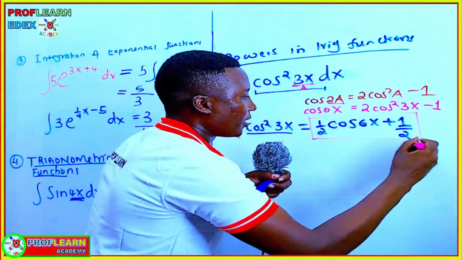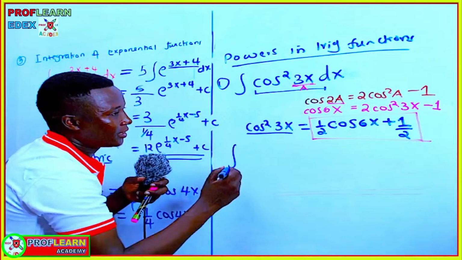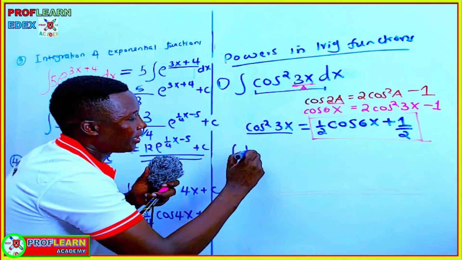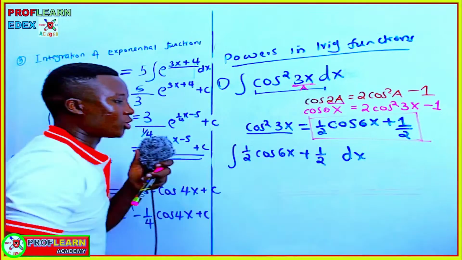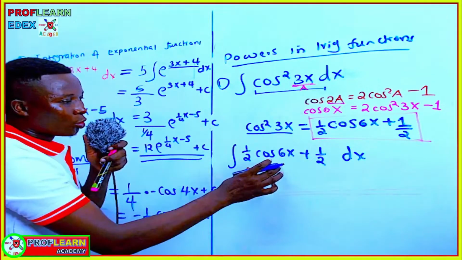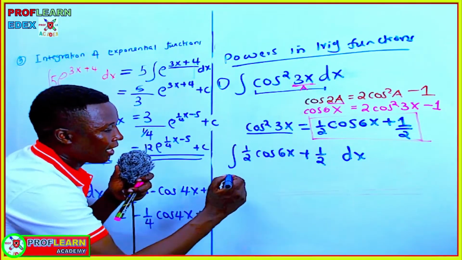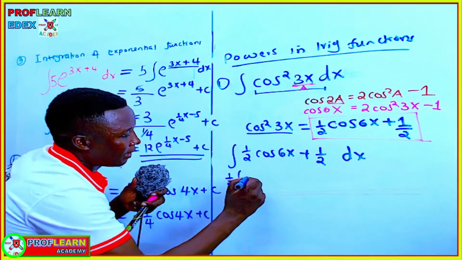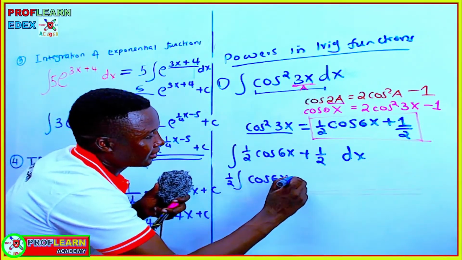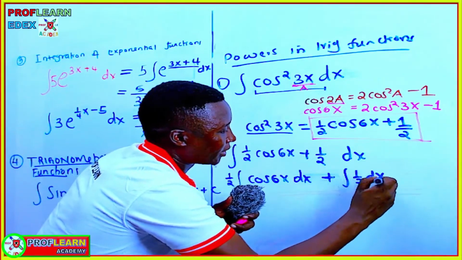So once you have done that, we can now say our integral of that is going to be 1 over 2 cos 6x plus 1 over 2 with respect to x. Then we're going to integrate term by term, and we can factor this half out. So we are going to say 1 over 2, right? Cos 6x dx, integral of 1 over 2 with respect to x.